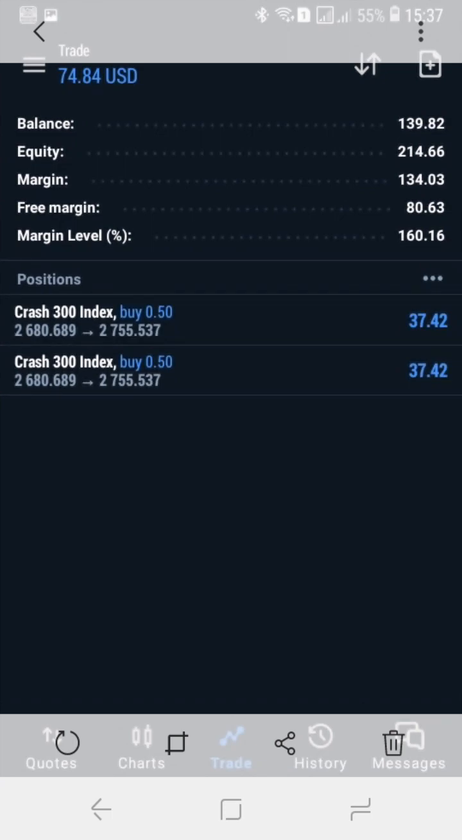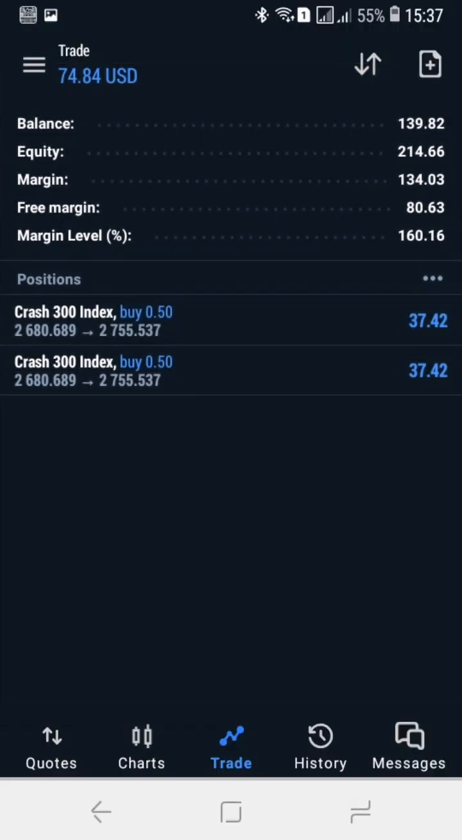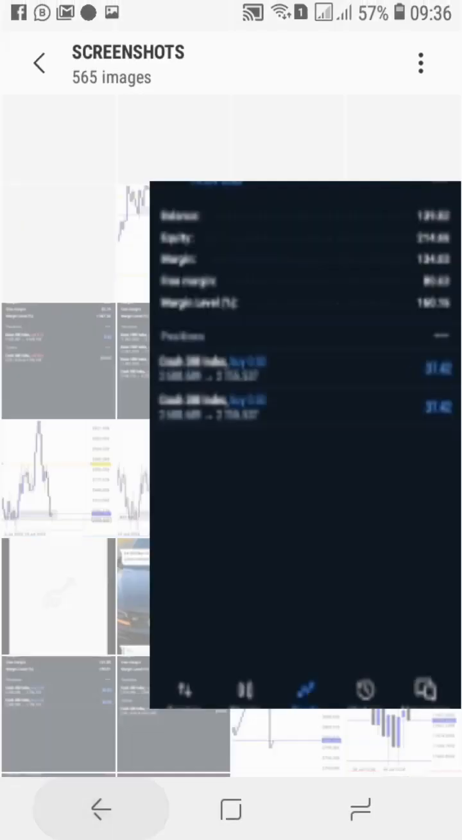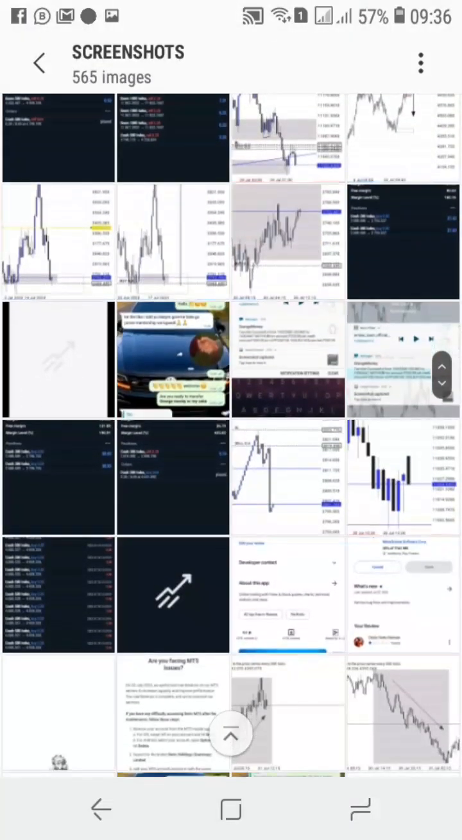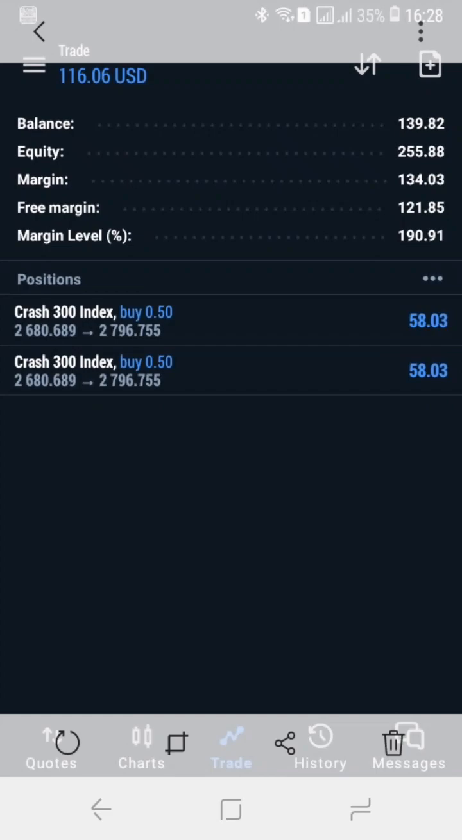Yeah, you see that if you entered right, it pays. It can flip an account of 20 USD to 200 USD with one position of minimum lot size. In case you don't believe me, I'll give you proof. Where is the proof?